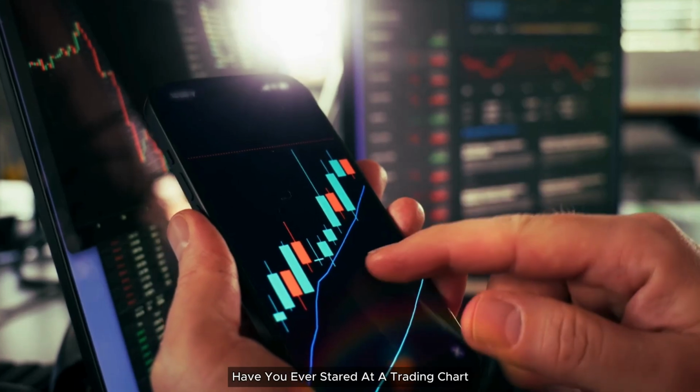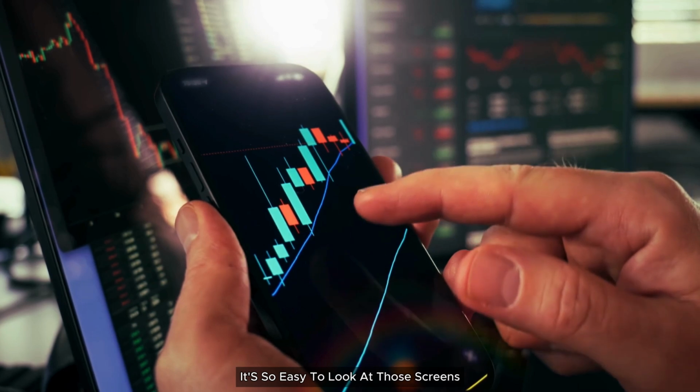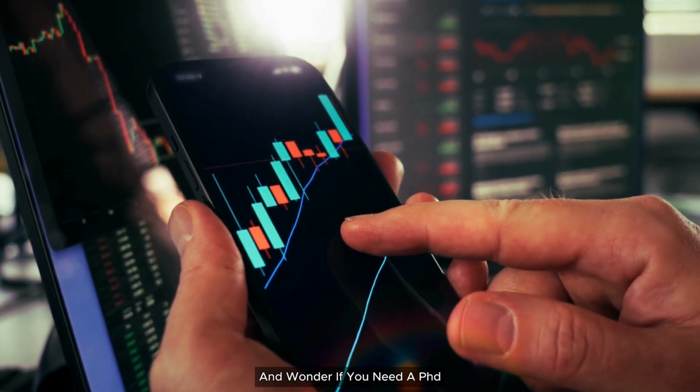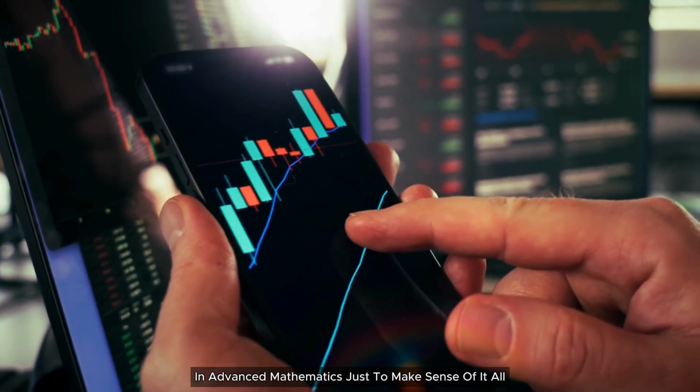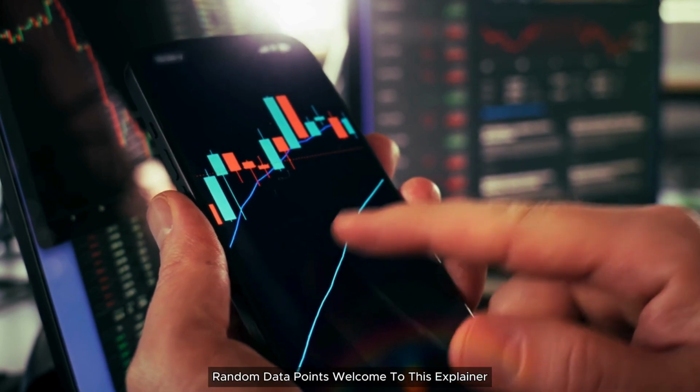Have you ever stared at a trading chart and felt like you were just trying to read the Matrix? It's so easy to look at those screens, see this chaotic mess of zigzagging lines, and wonder if you need a PhD in advanced mathematics just to make sense of it all. But what if I told you those aren't just intimidating random data points?